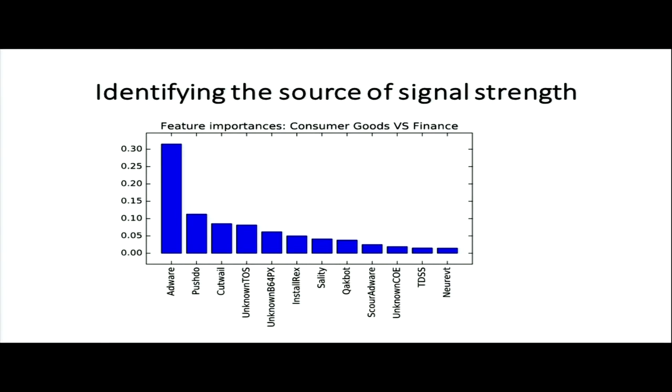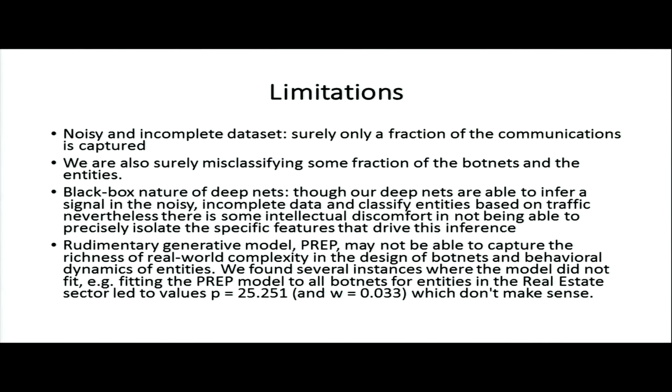So there's this whole thing about attribution for neural networks, there's a whole way of doing it, and we just use that technology. We find that botnets like Adware, Pushdo, Cutwail, and so on give you a lot more signal. So by looking at the traffic of those botnets, you can tell much more. You can discriminate between consumer goods and finance, those two sector categories, much better. So if you actually go into the neural network, you can try to extract some meaningful information.